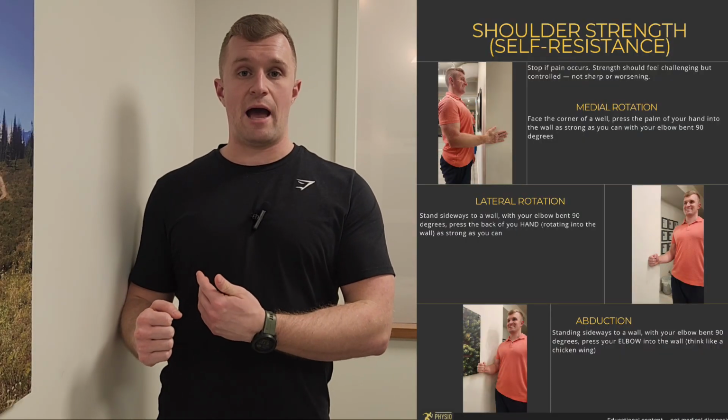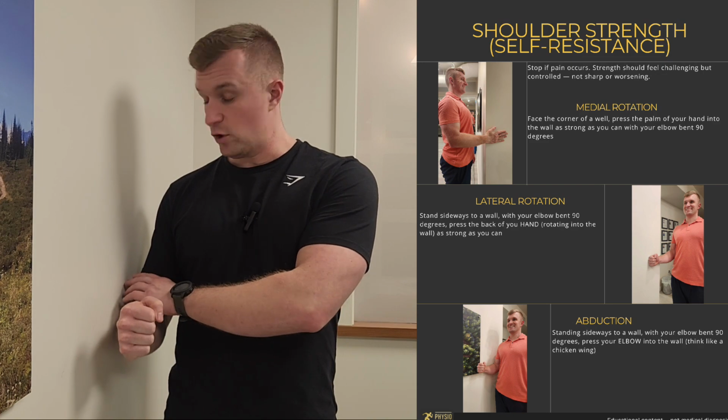Now we're going to do some self-resisted strength testing. The first one is abduction. Have your elbow against the wall and press your elbow into the wall as strong as you can comfortably for 5 seconds. You're thinking like you're making a chicken wing into the wall. A 5 out of 5 is that you can put max effort into the wall for the full 5 seconds with no pain. A 3 out of 5 is you have moderate resistance, moderate push. 1 out of 5 is you feel very weak. And then a 0 out of 5 is, of course, if you get pain.